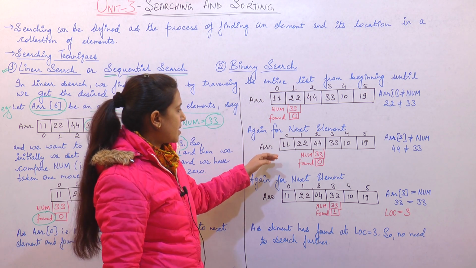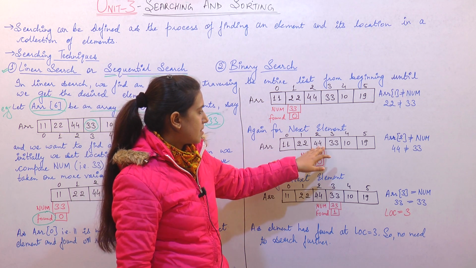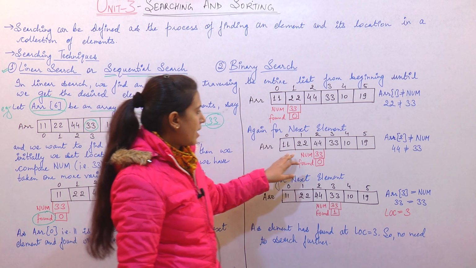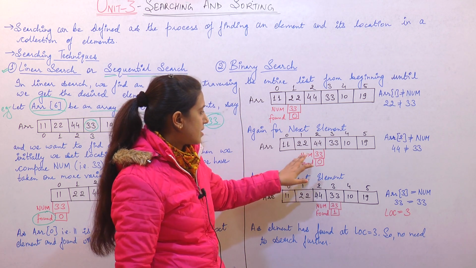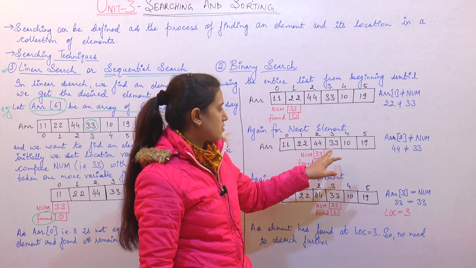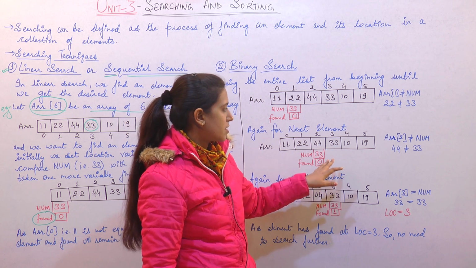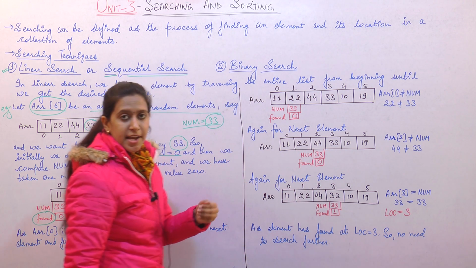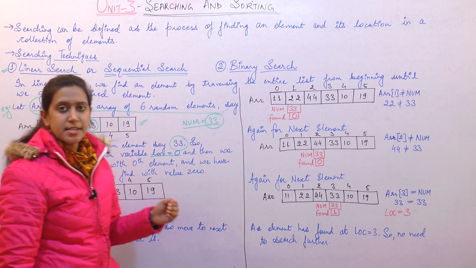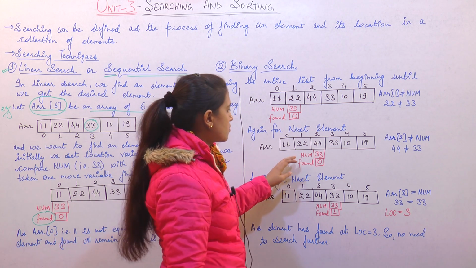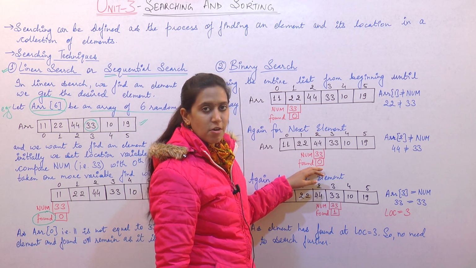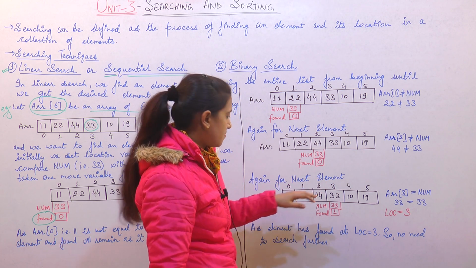Then for the next element we have 44 and we will compare num 33 with 44. So num 33 is not equal to 44, that means again we do not get the desired element at location 2. So again the value of found will remain 0.